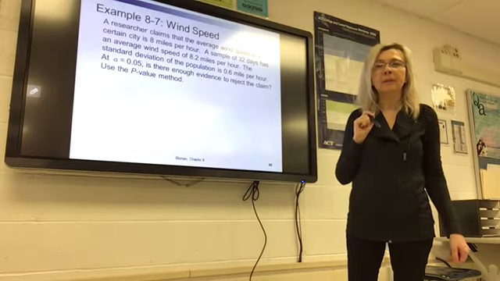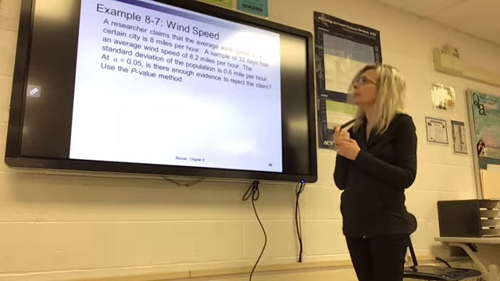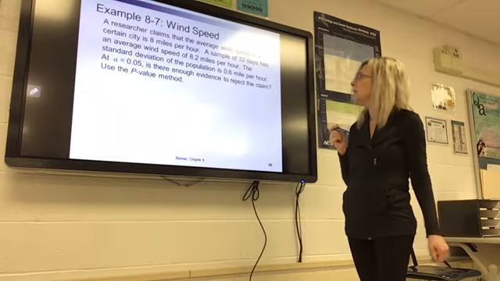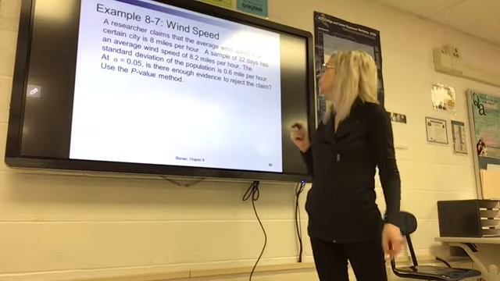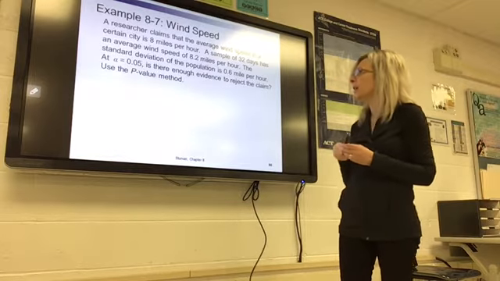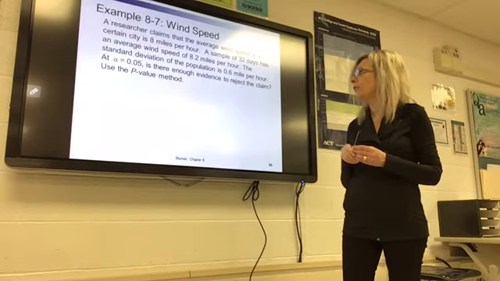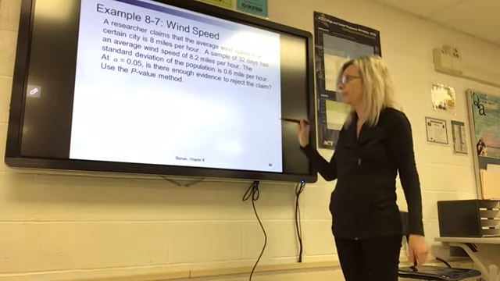So another example in your notes. Researcher claims that the average wind speed in certain cities is 8 miles per hour. Sample of 32 days has an average wind speed of 8.2 miles per hour. Standard deviation of the population is 0.6 miles per hour. At alpha 0.05, is there enough evidence to reject the claim?